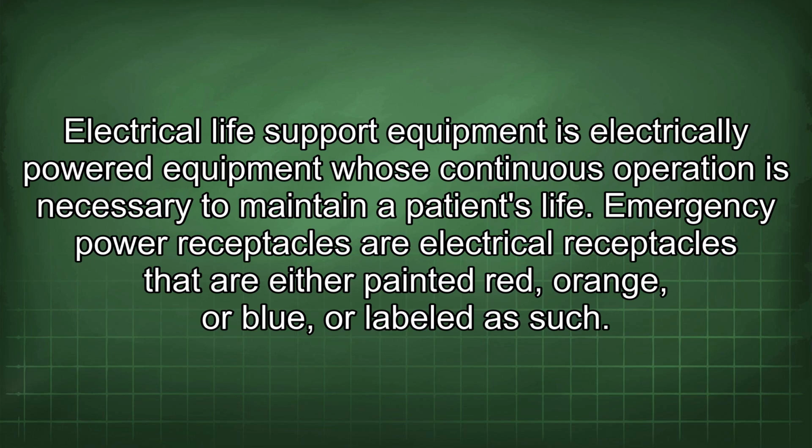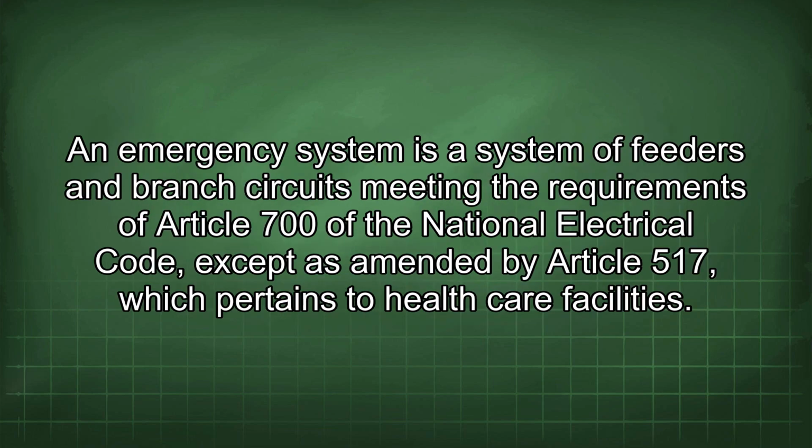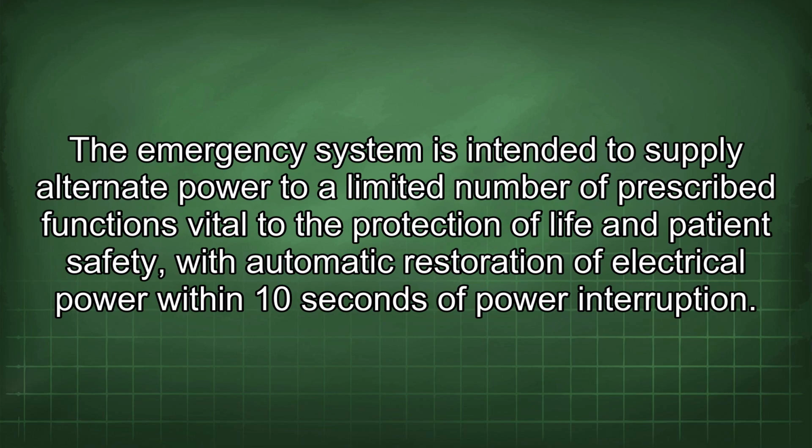Electrical life support equipment is electrically powered equipment whose continuous operation is necessary to maintain a patient's life. Emergency power receptacles are electrical receptacles that are either painted red, orange, or blue, or labeled as such. An emergency system is a system of feeders and branch circuits meeting the requirements of Article 700 of the National Electrical Code, except as amended by Article 517, which pertains to healthcare facilities. The emergency system is intended to supply alternate power to a limited number of prescribed functions vital to the protection of life and patient safety, with automatic restoration of electrical power within 10 seconds of power interruption.